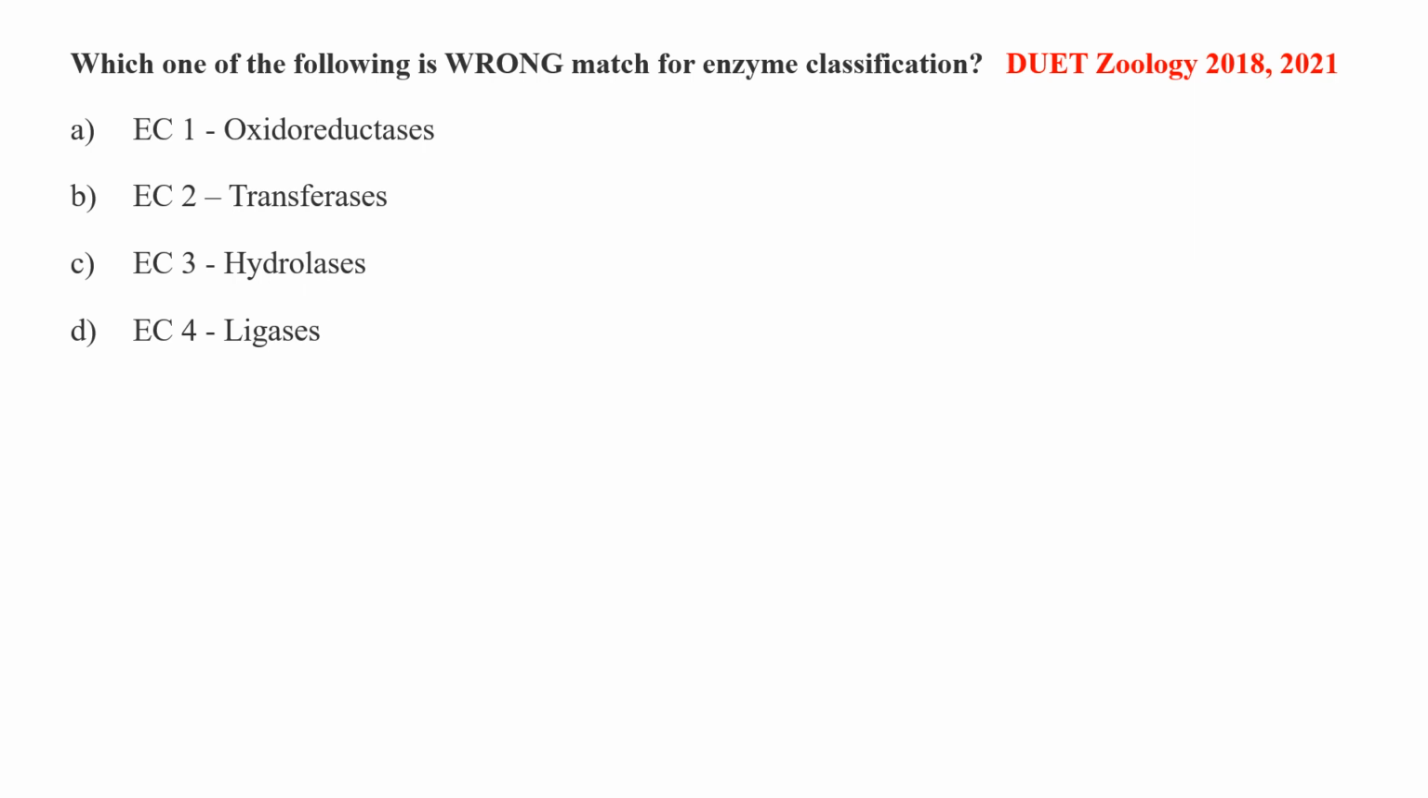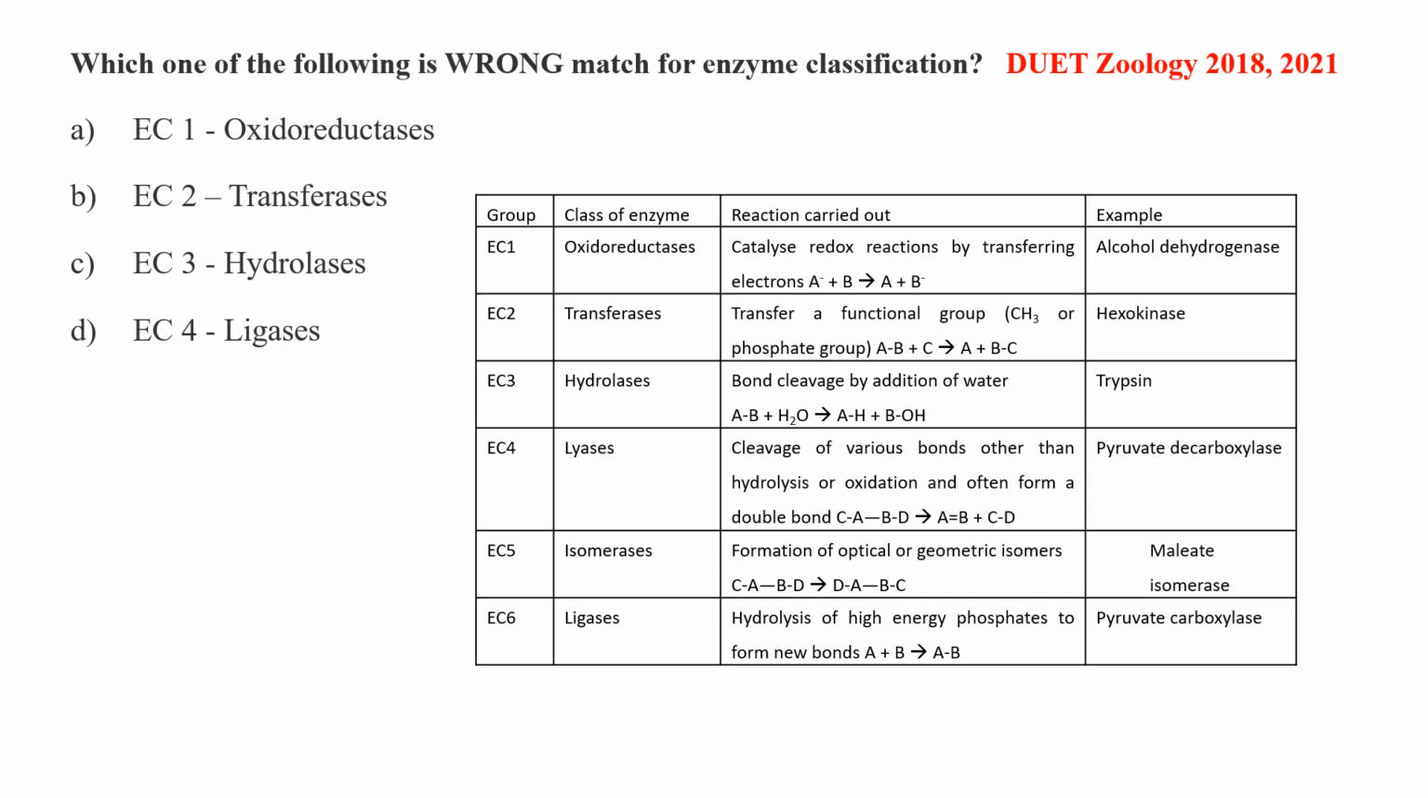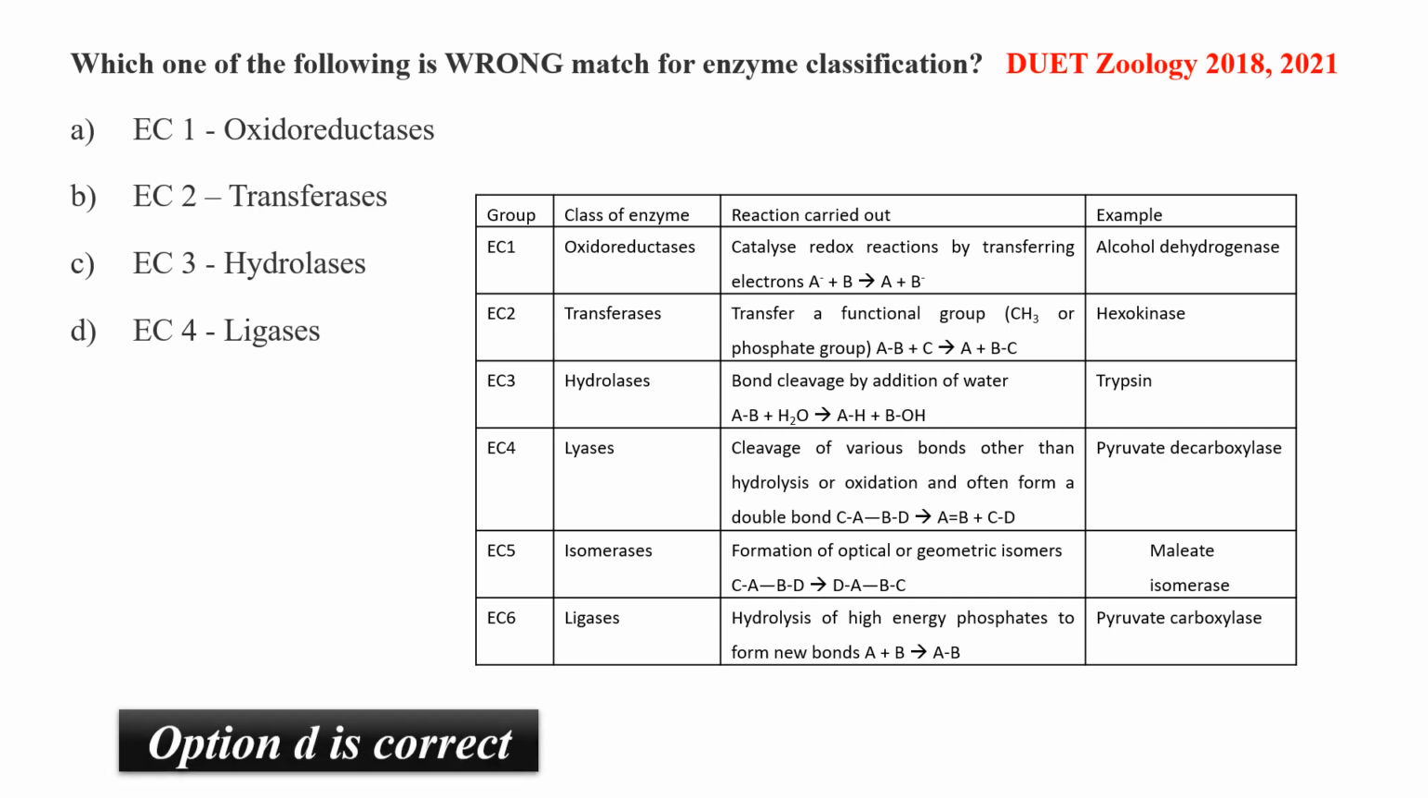Which one of the following is the wrong match for enzyme classification? Enzyme Commission 1, that is oxidoreductase; EC 2, that is transferases; EC 3, hydrolases; or EC 4, ligases. Basically, if you can see the table, you will recall that EC 4 is lyases, which break any bond without using water, and that's where EC 4 has to be lyase rather than ligases, which is EC 6. So hence option D would be the correct answer, that EC 4 is a wrong match for the enzyme classification.